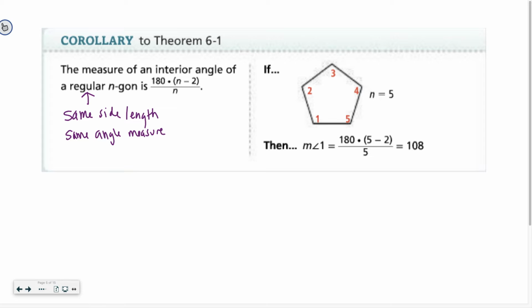Only works with regular. The way that you can find the single angle measure is you take the sum of the angles on the inside, what we just worked with, and you divide it by the number of sides or the number of angles, right? Because the number of sides and number of angles is always the same. So take the sum, divide it by the number of sides, and that will give you a single angle measure.